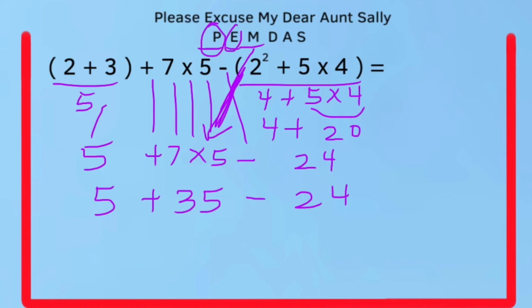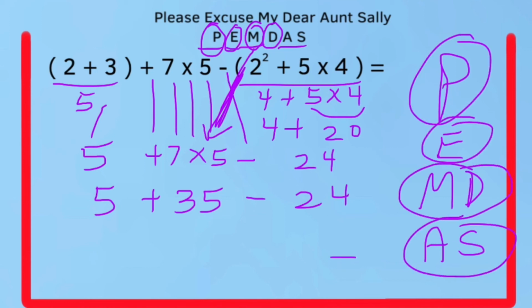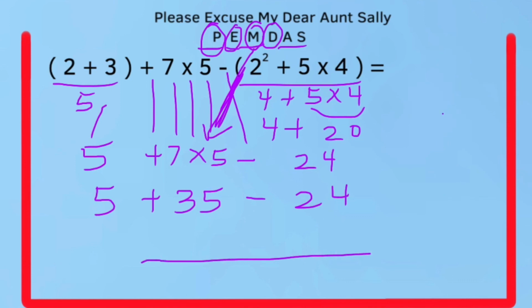Okay. So now, I don't have any parentheses. I don't have any exponents. There's not any more multiplication or division. So I have addition and subtraction. So which one is first? Well, since they're both in the same category, remember, PEMDAS. This section, that section, this section, that section. Now we're on this section, okay? So when they're in the same section, we just read left to right. So we're going this way.